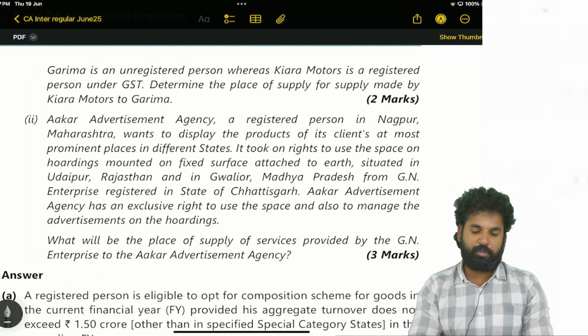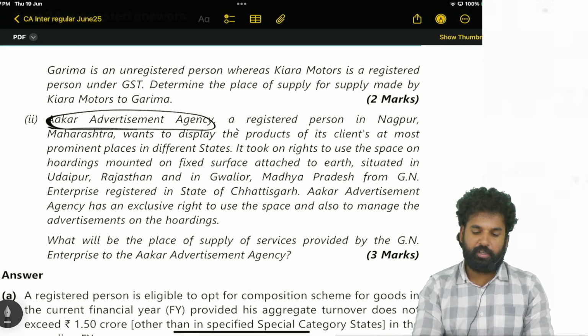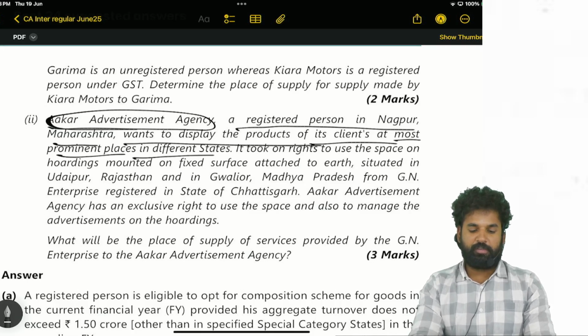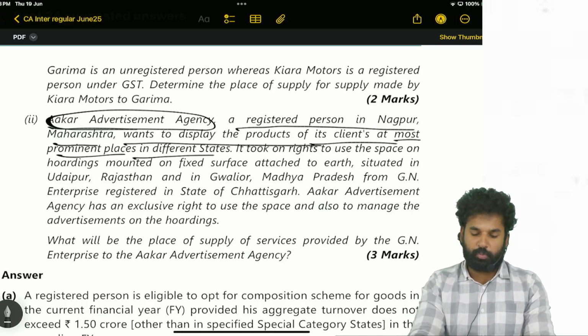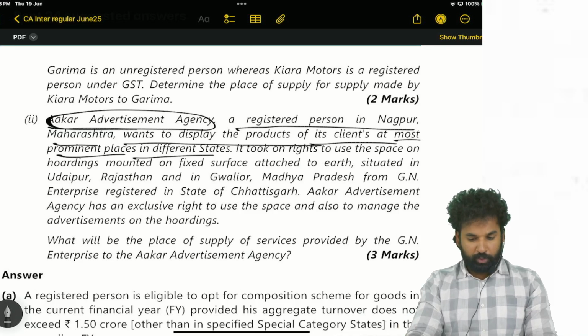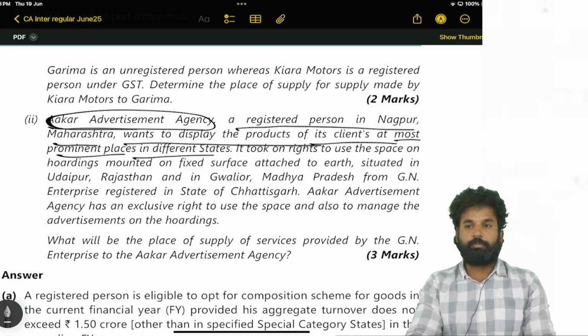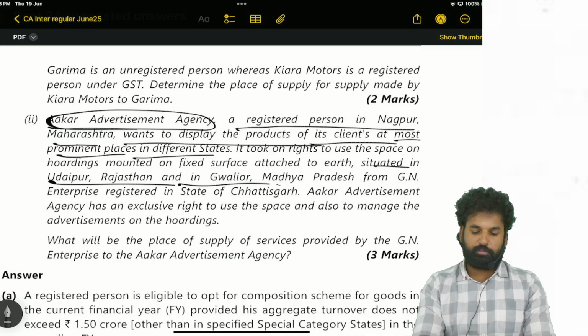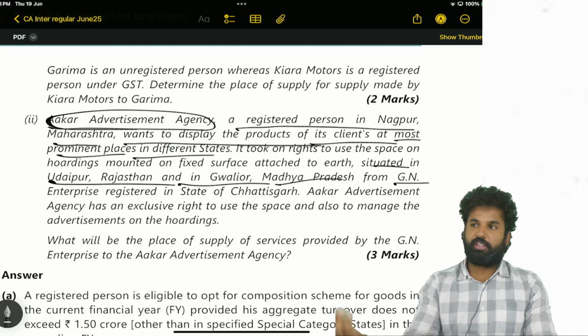Next, Akar Advertisement Agency, a registered person in Nagpur, Maharashtra, wants to display the products of its clients at the most prominent places in different states. It took on rights to use the space on hoardings mounted on fixed surfaces attached to earth, situated in Udaipur, Rajasthan, and in Gwalior, Madhya Pradesh, from GN Enterprises, registered in the state of Chandigarh. So that means the advertisement agency is receiving the services.